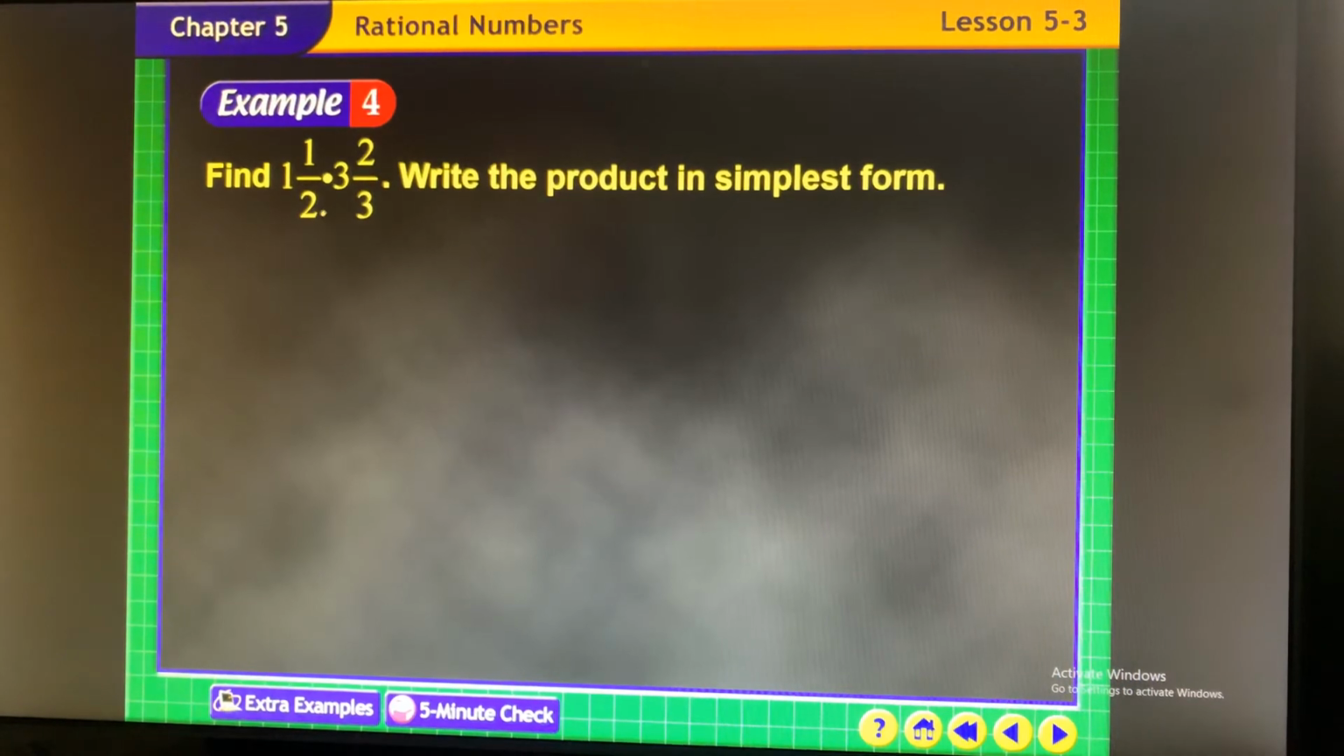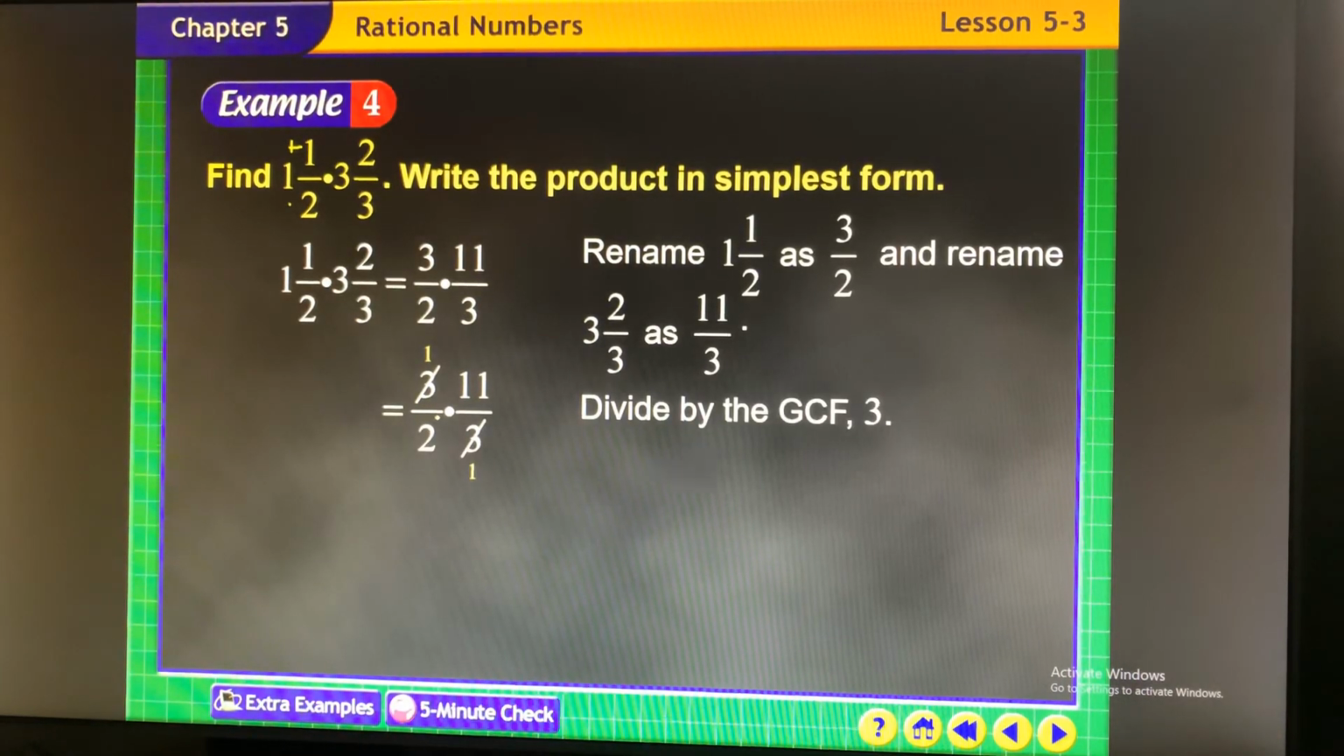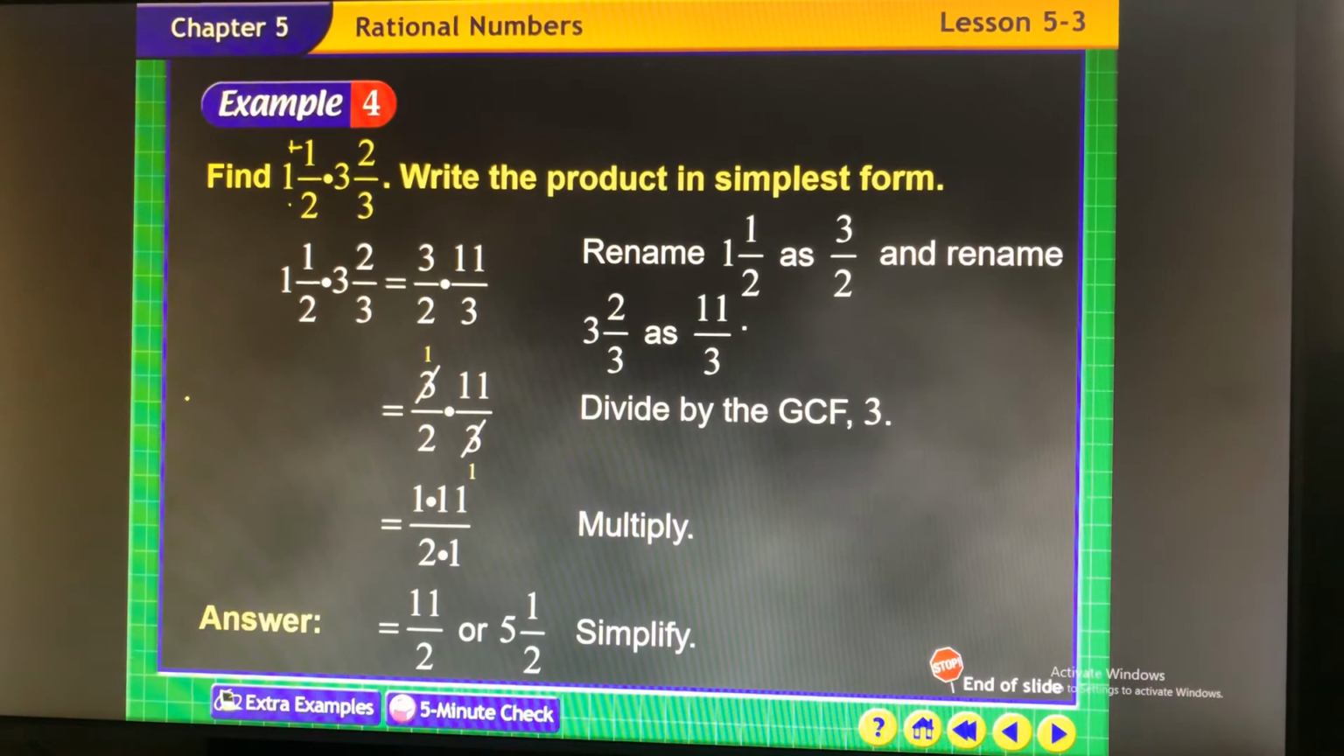You can't multiply with mixed numbers. So remember in 5.1 or 5.2, we had to change it into a fraction. Remember, you multiply and then add. So 2 times 1 is 2, plus 1 is 3. 3 times 3 is 9 plus 2. And there you have 11/3. Do your cross canceling right here. And you're left with 11/2.